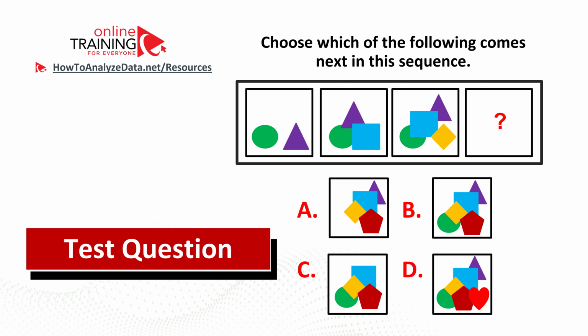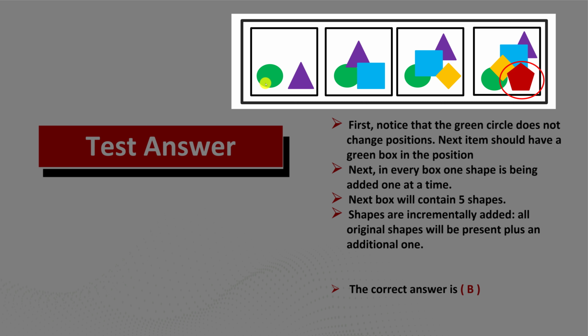Did you figure out the answer? Let's continue to see how we can solve this challenge and get to the solution together. When we look at the original items presented in the sequence, you see that the green circle is presented in every box. Another pattern that we see here is that items are added incrementally. For example, first square contains 2 objects, one of which is green circle. Second square contains green circle and triangle and square. In the third box, you see that all original items are present, and we have an additional yellow diamond.